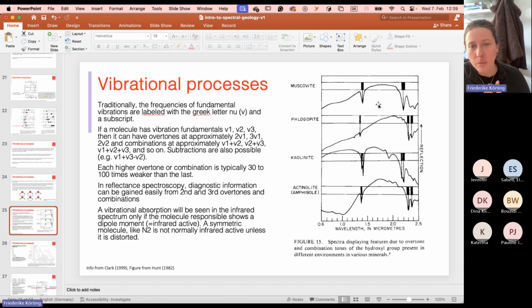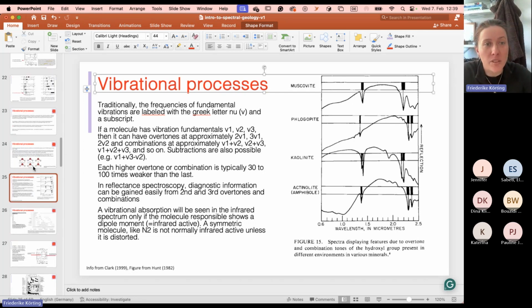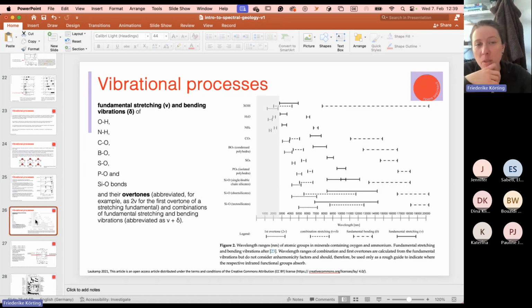There's another, we can go really deep into what kind of fundamentals we have. Oh yeah, nu is the Greek letter. Nice. Okay. We could go a lot deeper into which absorption feature in which mineral is caused by which overtone and what kind of combination of stretching and bending. And there are a couple of really good resources for that if you're interested in one very specific mineral.